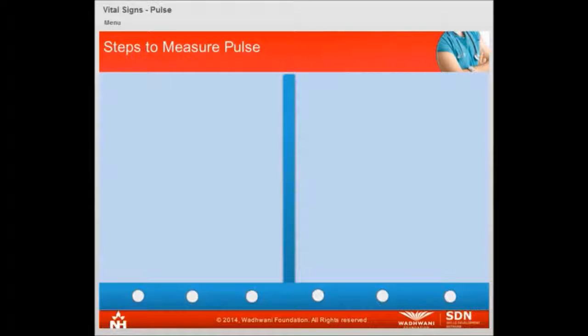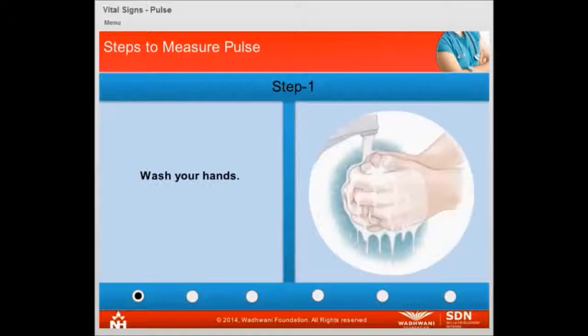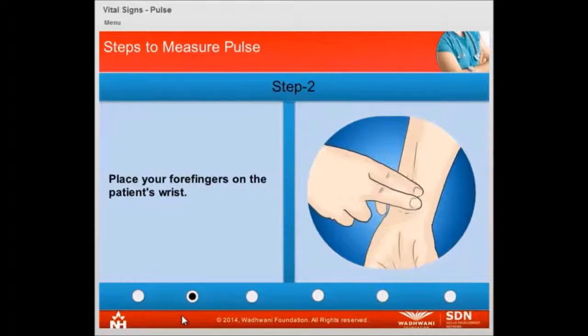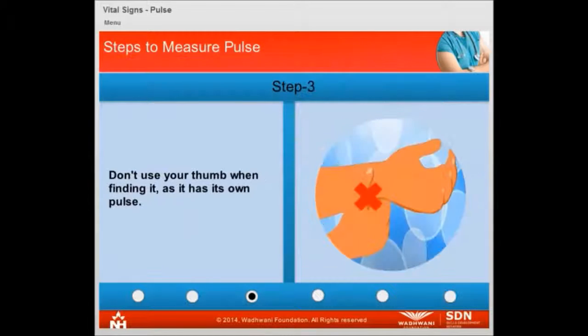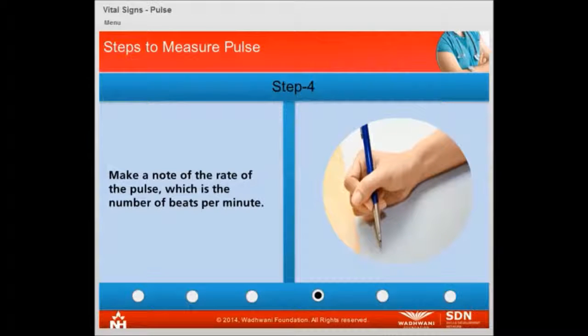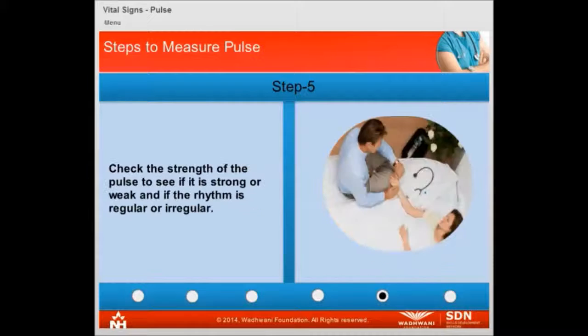Now let's understand the steps to measure pulse. 1. First, wash your hands. 2. Place your forefingers on the patient's wrist. 3. Don't use your thumb when finding the pulse, as your thumb has its own pulse. 4. Make a note of the rate of the pulse, which is the number of beats per minute.